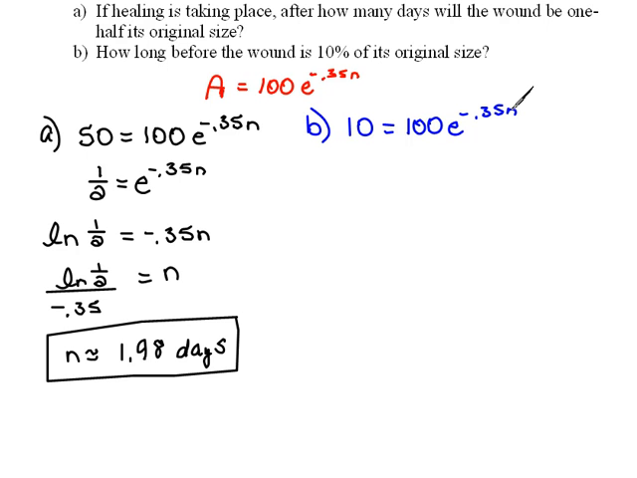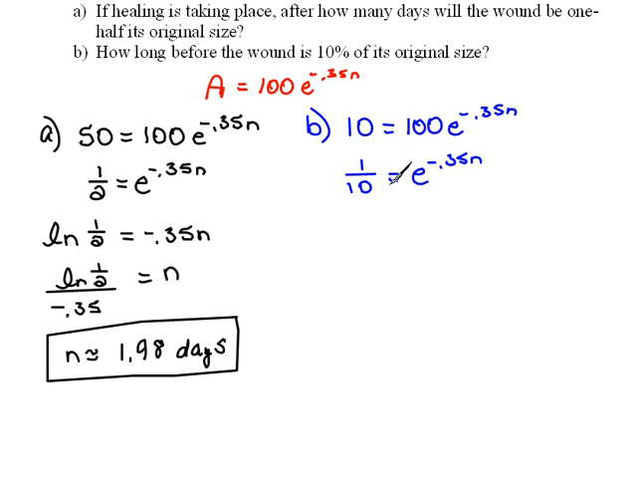They're asking us to solve for n, the number of days. Now again, we want the exponential to be alone before we start looking at this, so I'm going to divide both sides by 100. 10 divided by 100 is 1/10, equals e to the negative 0.35 n power.